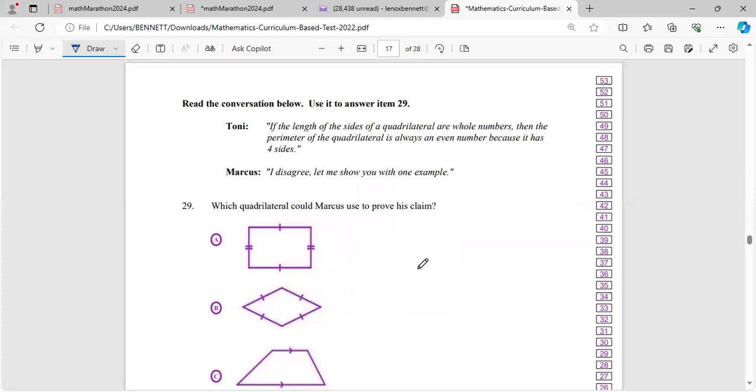Alright. Tony says if the length of the sides of a quadrilateral are whole numbers, then the perimeter of the quadrilateral is always an even number because it has 4 sides. Marcus says, I disagree. Let me show you with an example. Help Marcus, which example do you think Marcus could use to prove that it's not true that the perimeter will always be even?